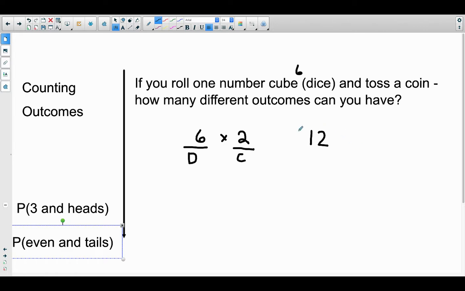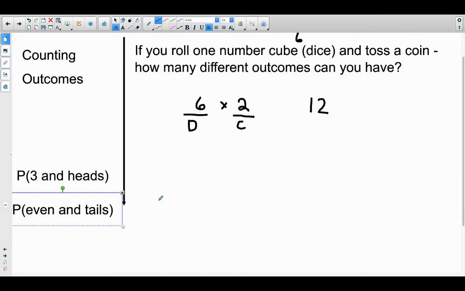Okay, so let's think about that. What could I get? I could get a 1 heads, 1 tails, 2 heads, 2 tails, 3 heads, 3 tails, 4 heads, 4 tails, 5 heads, 5 tails, 6 heads, 6 tails. Those are all my outcomes. There's 12 of them. I can then use this to determine my probabilities.